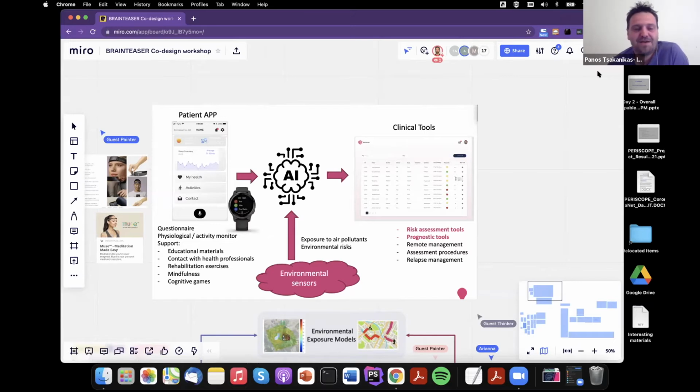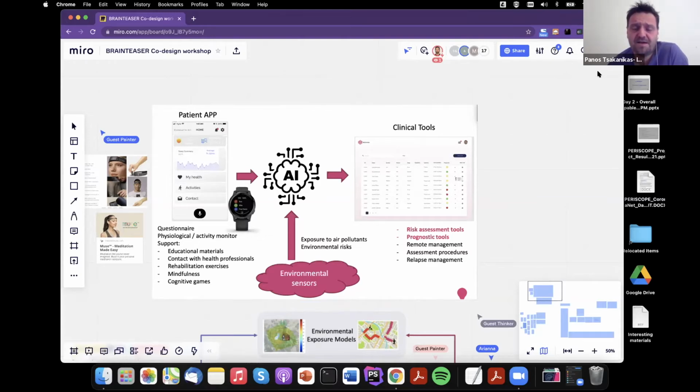So having a continuous, more or less, monitoring of some symptoms from some variables that are closely related to the disease, it's very helpful for both the patients and the doctors.